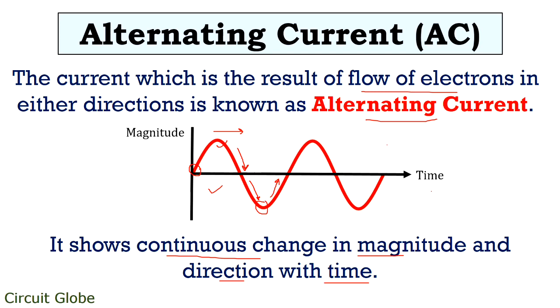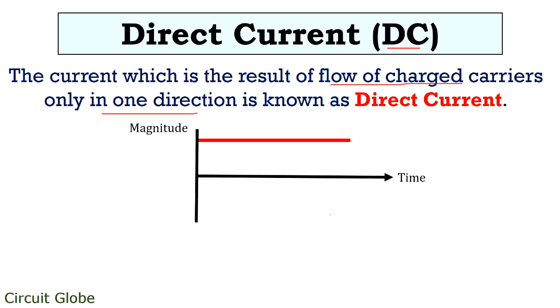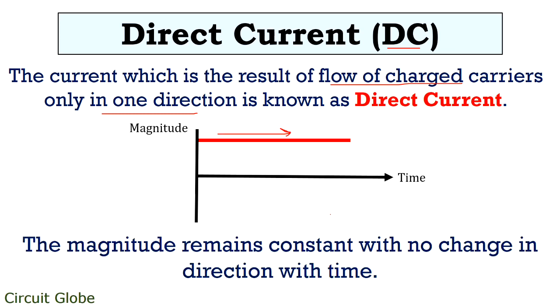Now let's see what is direct current. So basically direct current, abbreviated as DC, is the current which is the result of flow of charged carriers in only one direction. This means that the charged carriers possess unidirectional flow and do not change their direction while in motion. The figure here clearly indicates that the magnitude of current or voltage is constant over the complete time duration. This means that magnitude remains constant with no change in direction.